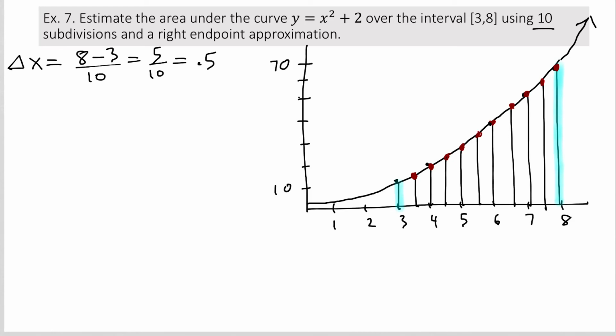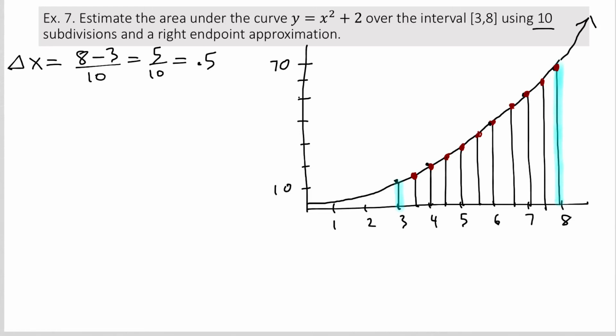All right, so then what I did was I went and I drew these partitions at the 0.5 marks all the way along here. So 3.5, 4.5, 5.5, all the way to 8. So I've got my 10. 1, 2, 3, 4, 5, 6, 7, 8, 9, 10. So I've got my 10 partitions.